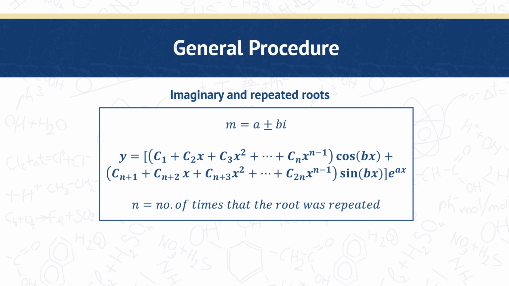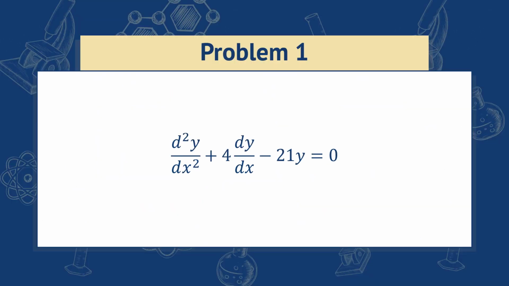So y is equal to the quantity c sub 1 plus c sub 2 x, plus c sub 3 x squared, and so on, times cosine bx, plus the quantity c sub n plus 1 plus c sub n plus 2 x plus c sub n plus 3 x squared, and so on, times sine bx, all multiplied to e raised to ax. Now at this point, we've already discussed all the necessary formulas. So let me show you some sample problems so that you can understand our lesson better.